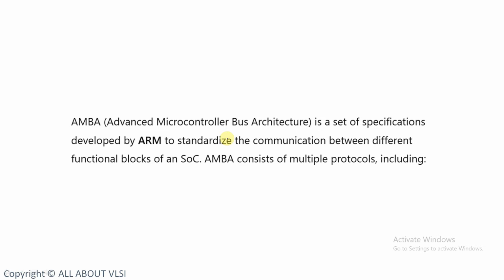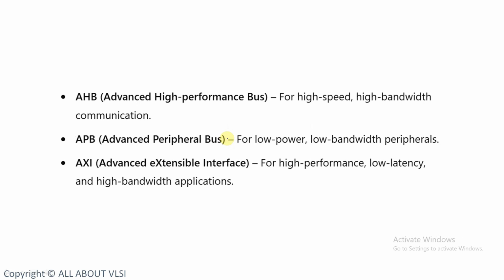If you are not following that particular set of protocols, you are not going to establish a communication, and you will not be able to transfer any data. Basically AMBA is a set of specifications developed by ARM for standardizing the communication between different functional blocks of an SoC. It is an on-chip protocol, and on an SoC we are going to use this protocol. AMBA consists of multiple protocols including AHB, APB, and AXI.